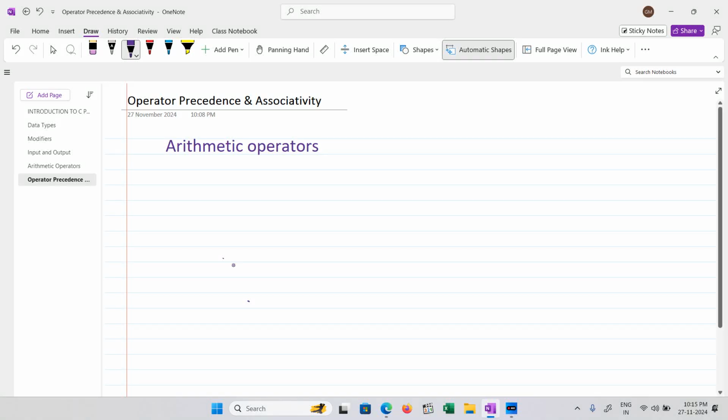In the last video, we have seen the working of arithmetic operators, unary as well as binary. Unary operators work with one operand and binary operators work with two operands. In this video, I'm going to discuss operator precedence and associativity.